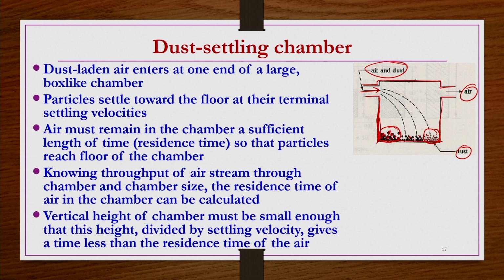The vertical height of the chamber must be small enough that this height divided by the settling velocity gives a time less than the residence time of the air. So, this is the condition. On what basis should we design? The vertical height of the chamber has to be small, so that the height divided by the settling velocity gives a time unit. That time must be less than the residence time of the air, so that particles will settle at the bottom.